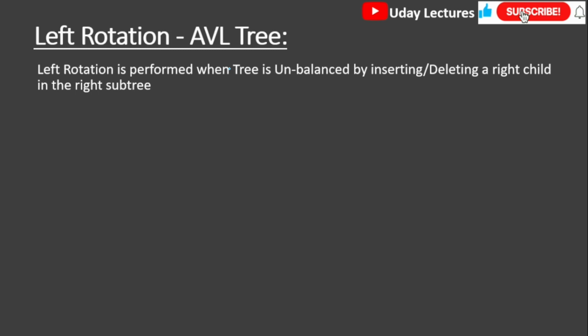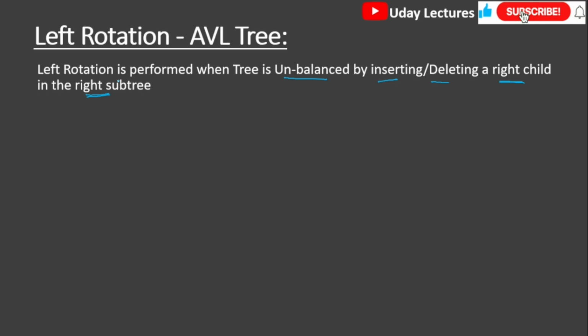So if you look into the left rotation, it is performed in this scenario: when the tree is unbalanced by inserting or deleting a right child. When we insert a right child in the right subtree, and because of that the tree goes unbalanced, or the balance factors are impacted and not within the range of -1 to +1, in that situation we will perform left rotation.